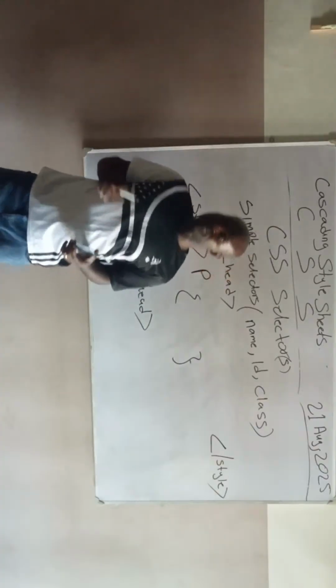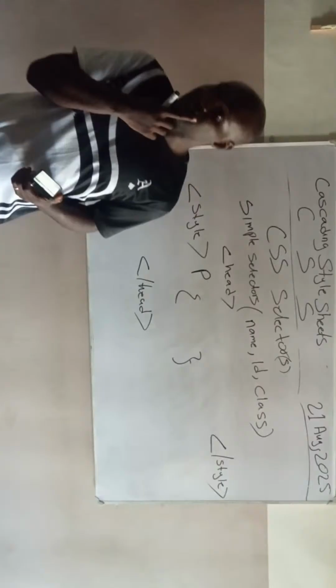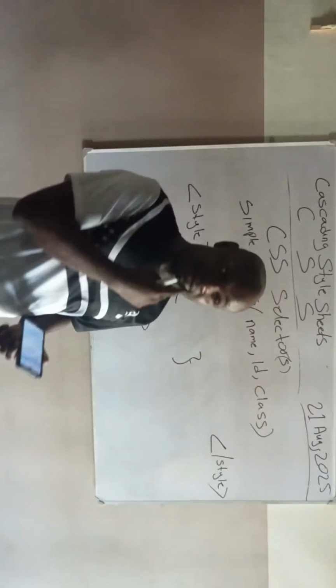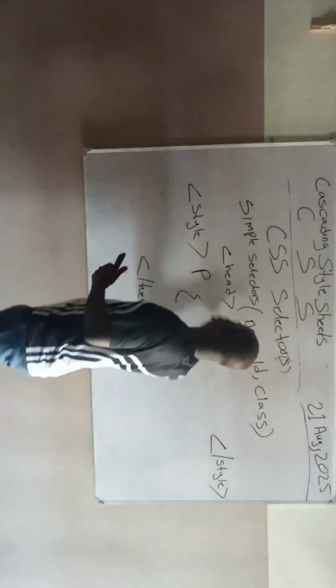ID as an HTML attribute is unique to each element, but it's used to point to a particular element. Now going with name first.